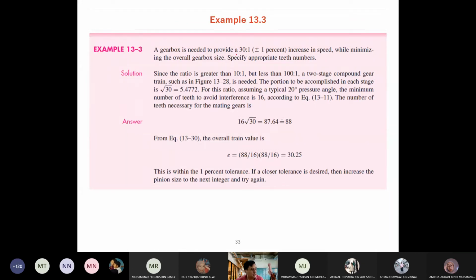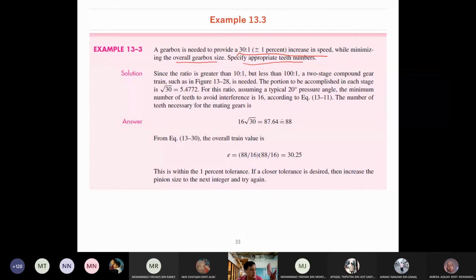Okay, to provide 30 to 1 increase in speed. Okay, maksudnya the final driven tu katalah speed dia, katalah dia the given speed dia 30 rpm, the final probably higher than 30. Okay, itu maksudlah. While minimizing overall gearbox size, specify operative number. So the question is, you want you to determine the number of teeth. Okay, macam mana nak buat soalan ni kalau terkeluar?